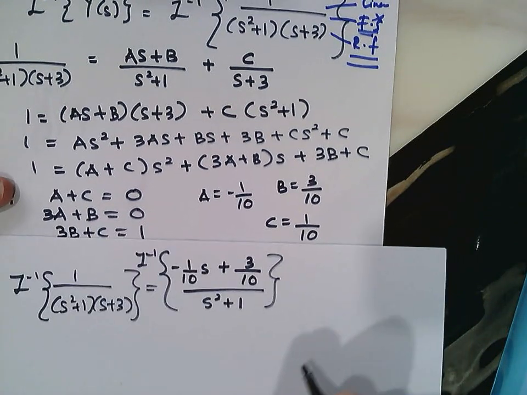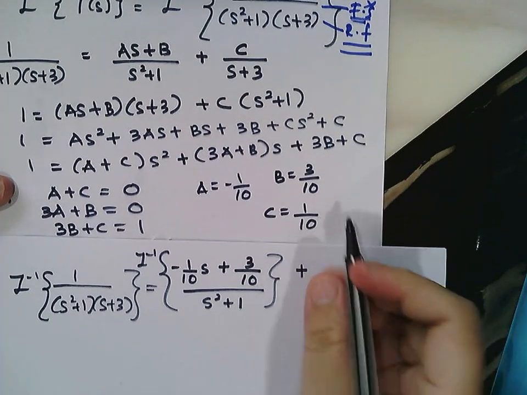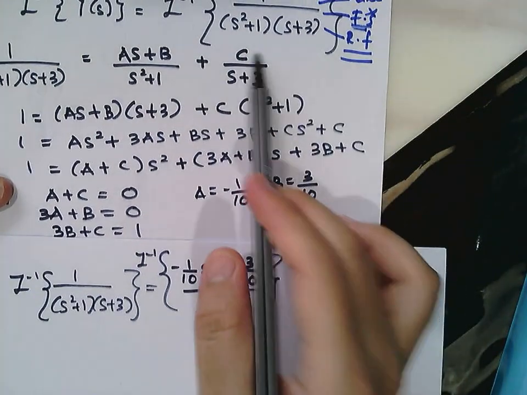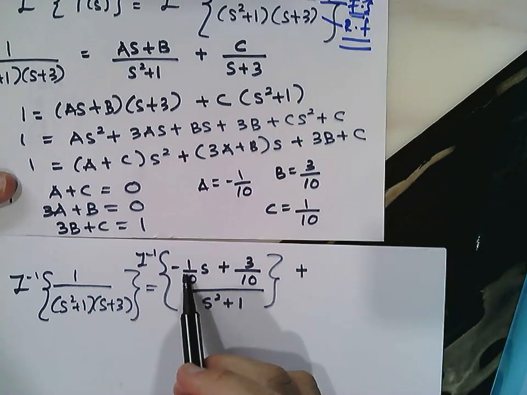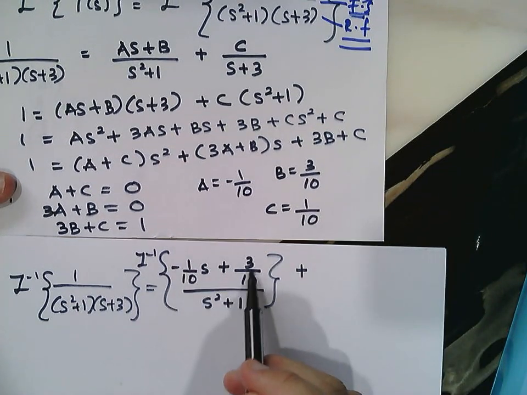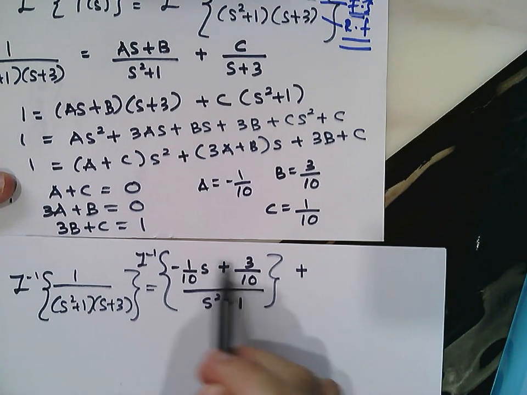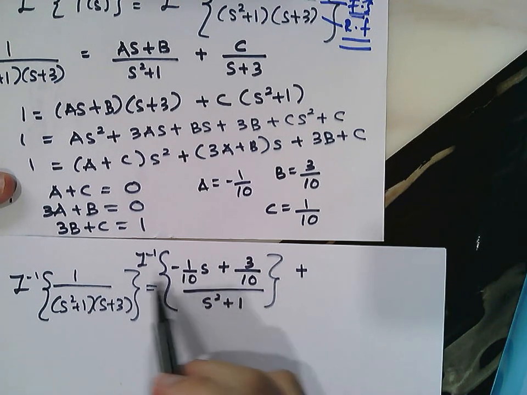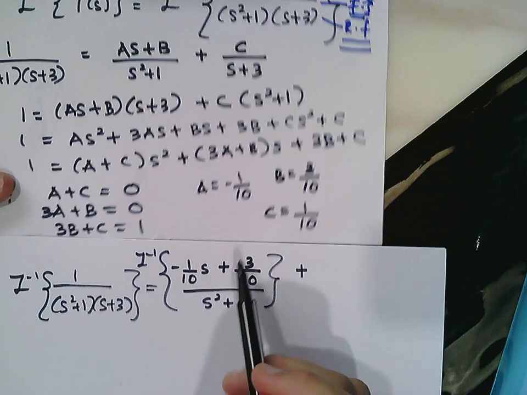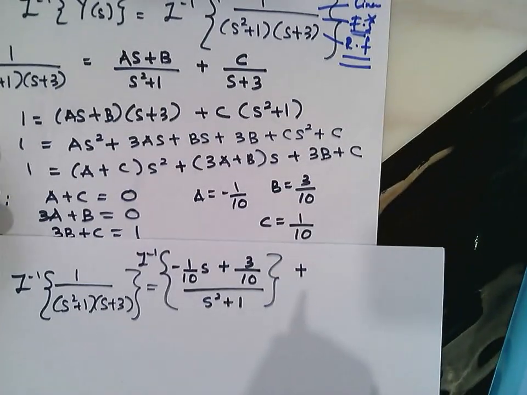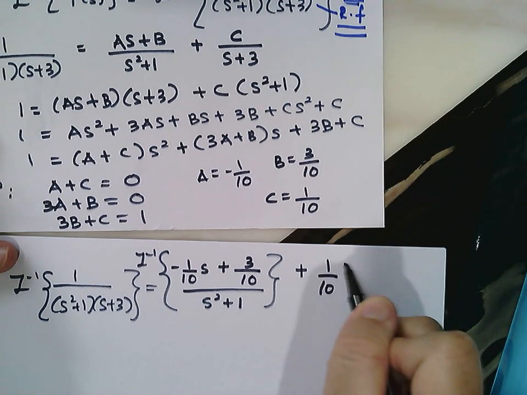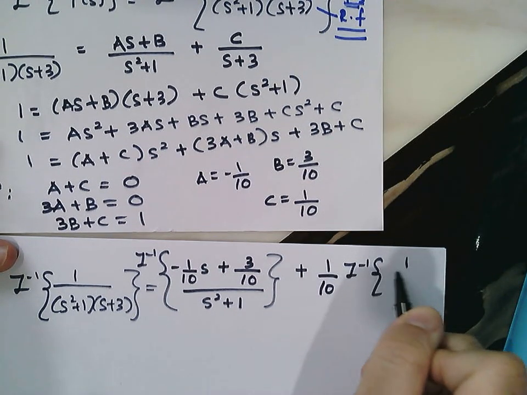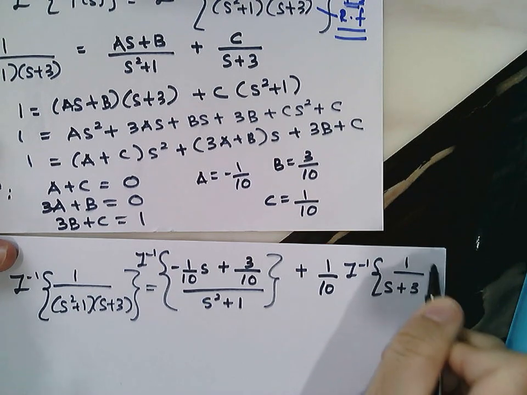Okay, plus, so this one here, c, 1 over 10 is a constant, so you factorize. Why didn't I factorize negative 1 over 10 and 3 over 10? Because you have a plus sign here. So just put whatever value you have first, then only you split into two functions. Okay, so 1 over 10 inverse of 1 over s plus 3.